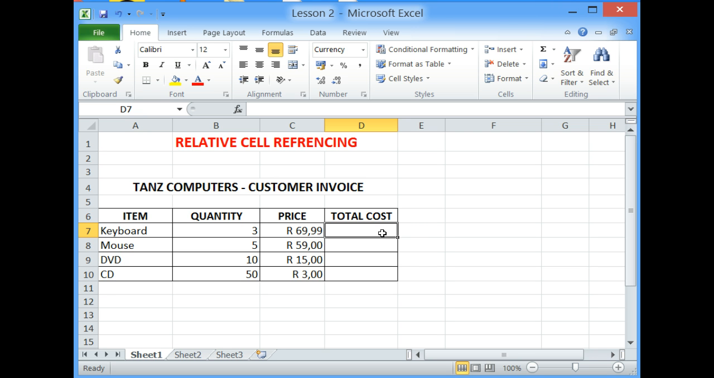when copied. In this example, we're looking at the customer invoice of TANS Computers. In cell D7, we are going to type in a formula that is going to calculate the total cost of all three keyboards that were purchased. The formula is going to be equals to the quantity, which is contained in cell B7, times the price, which is contained in cell C7.